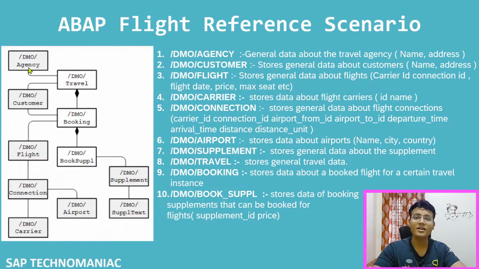Out of these tables, I want to give you a preview. Agency, customer, flight, connection, carrier, airport, and supplement are the master data tables, which hold the details of the agency in the agency table, customer details in the customer table, flight details in the flight table, connection details in the connection table. Carrier holds the information about your flight, meaning your aeroplane.